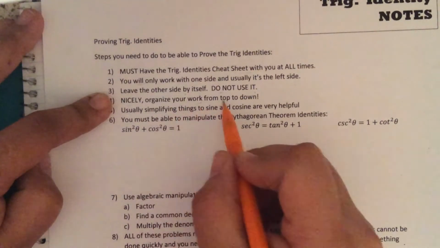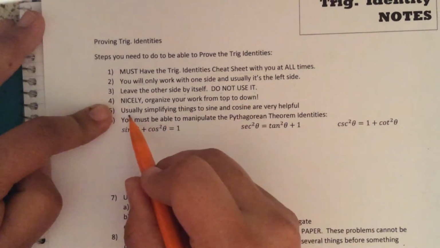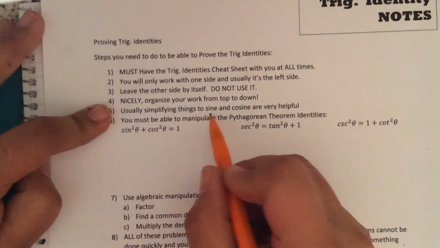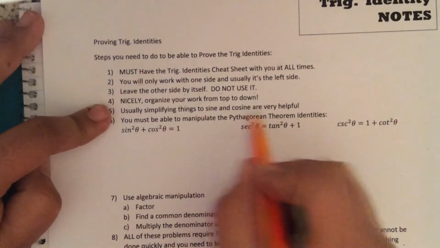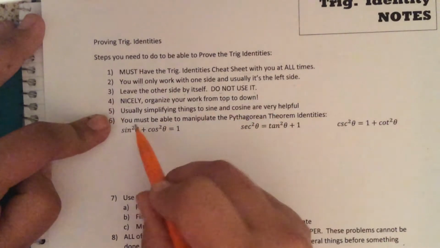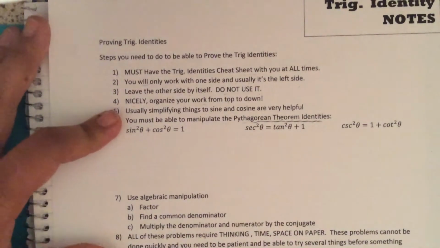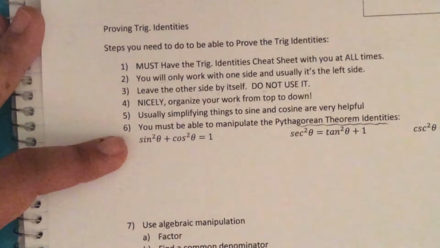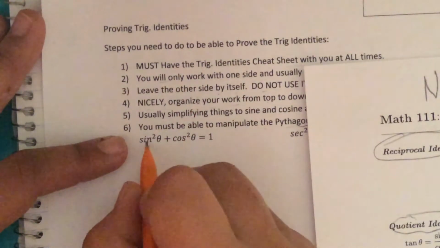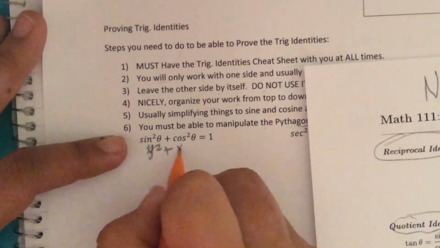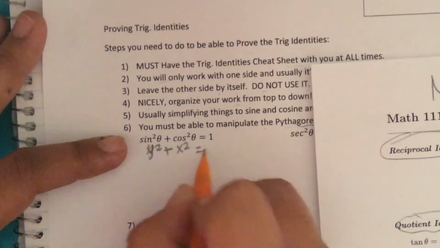Nicely organize your work from top to bottom. Usually simplify things to the sine and cosine. That's very helpful. You must be able to manipulate the Pythagorean identity, so I'm going to help you with that. So sine squared plus cosine squared equals 1. So remember, sine is your y value, cosine is your x value, and on the unit circle it equals 1. So that's how we got that.